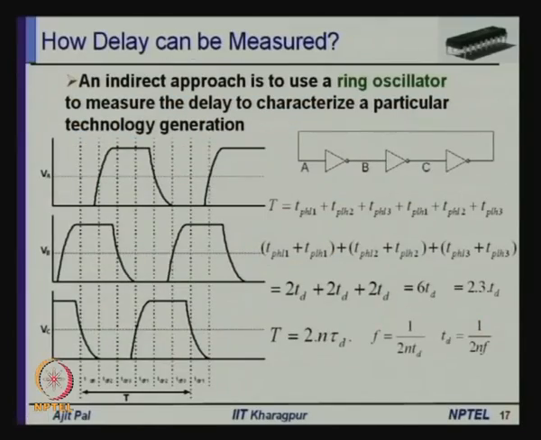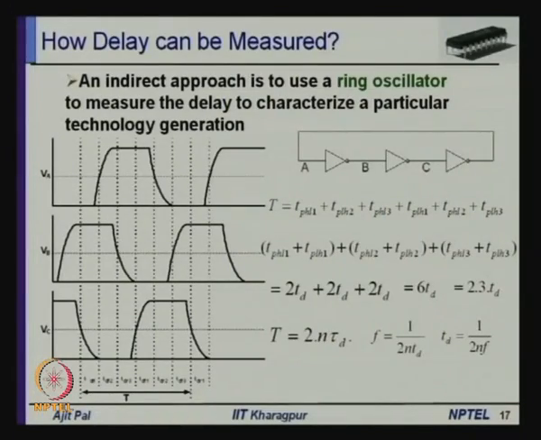Okay. Now, another question arises: how can delay be measured? The delay value is very small. For present day technology, it is a fraction of a nanosecond. The devices operate at clock frequencies of a few gigahertz, and as a consequence the delay will be a few nanoseconds or a fraction of a nanosecond. How do you measure it? We cannot measure it with the help of an oscilloscope.